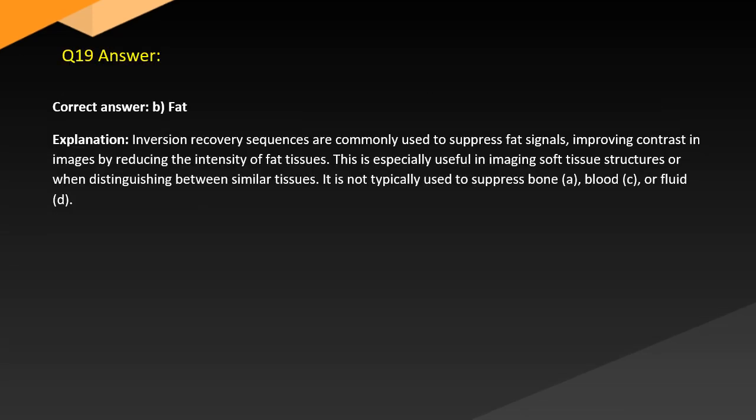Answer. Correct answer, B. Fat. Explanation. Inversion recovery sequences are commonly used to suppress fat signals, improving contrast in images by reducing the intensity of fat tissues. This is especially useful in imaging soft tissue structures or when distinguishing between similar tissues. It is not typically used to suppress bone, A, blood, C, or fluid, D.